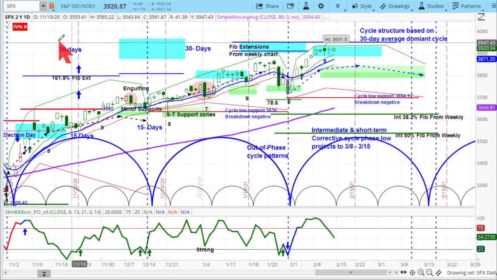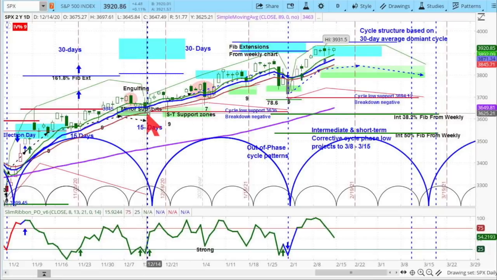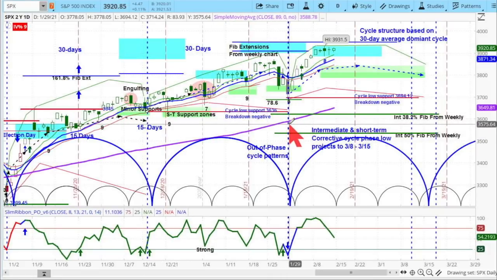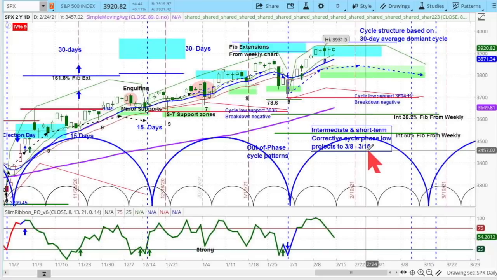Again, this was a 30-day low here, a 30-day low here. So the distance from here to here is 30 days. We measure cycle lengths, in this case, in the number of days. The next lows are projected over here, March 8th to March 15th.